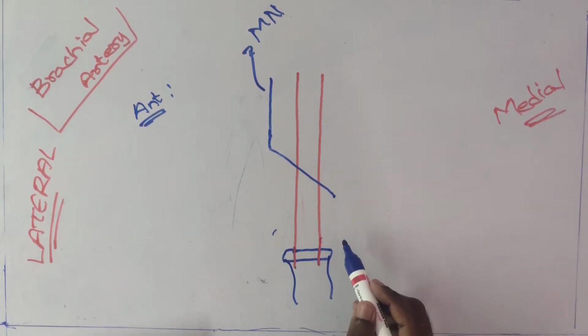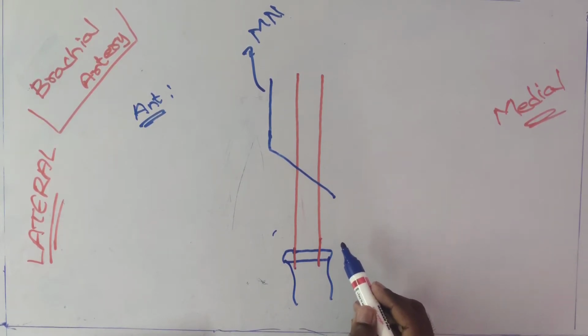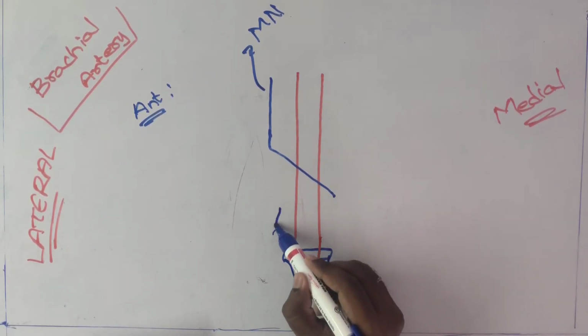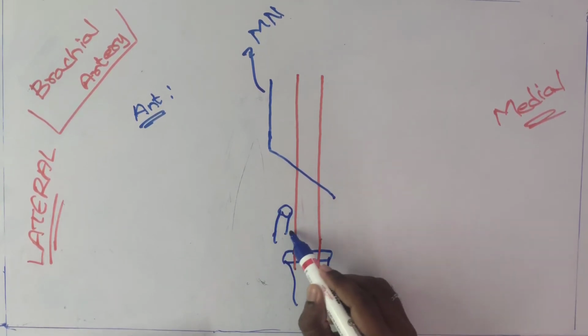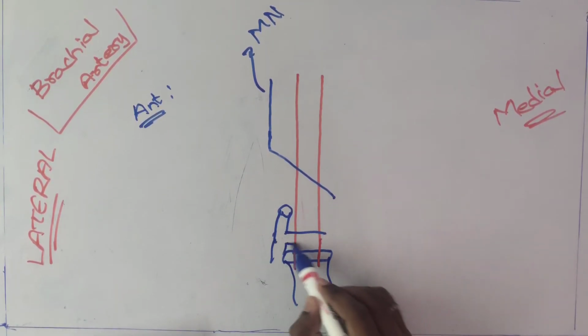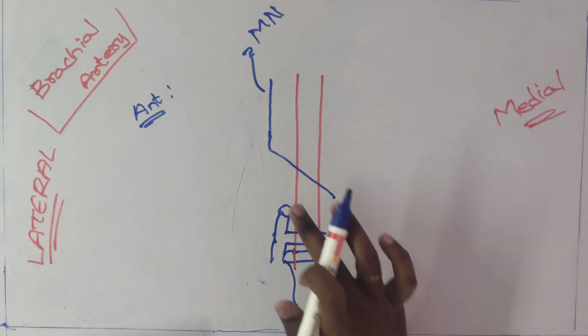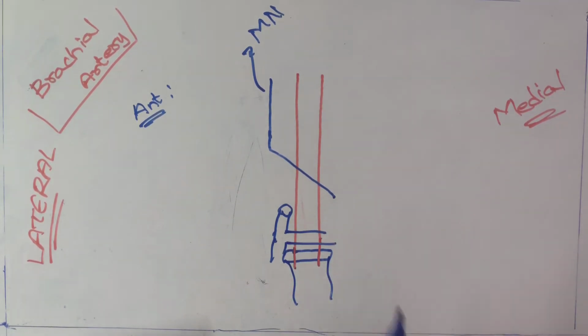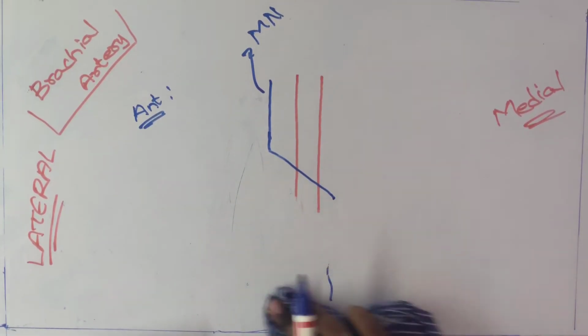At the front of the elbow, it is covered by the bicipital aponeurosis. Here is the bicipital aponeurosis. At the elbow joint, it is covered by the bicipital aponeurosis. Okay, this is the anterior surface of this brachial artery.